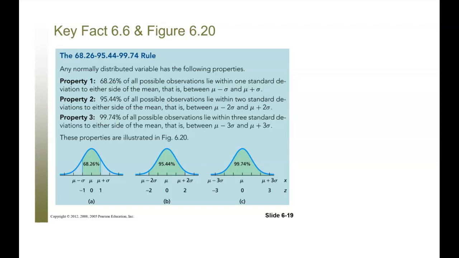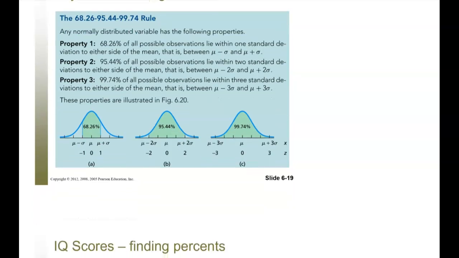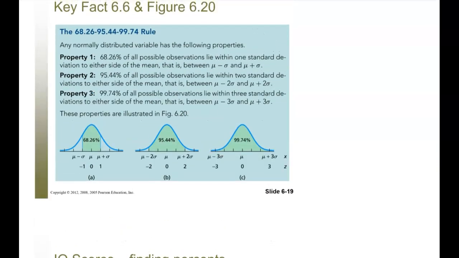Another thing I want you to go back to and keep in mind is the idea of that empirical rule, where about 68.26% of all possible observations lie within 1 standard deviation. About 95.44% lie within 2, and about 99.74% lie within 3 standard deviations. This is something also to keep in the back of your mind, but it is not exact. All right. These are rules that we've talked about before.